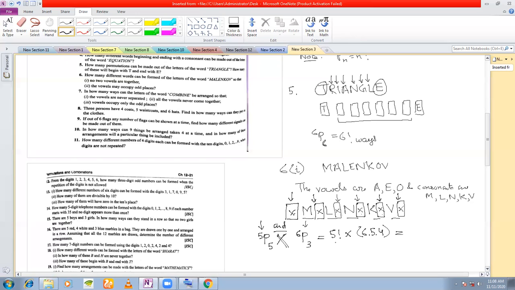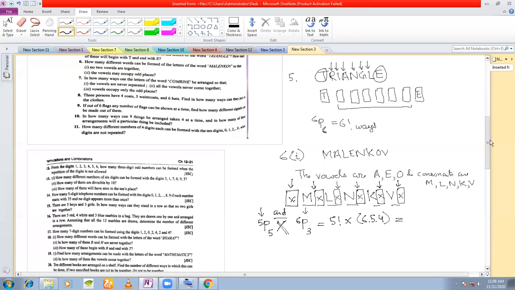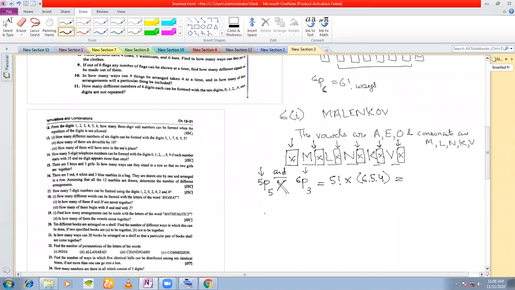So this was a case of restricted permutation. Let us come to the second part of the problem. The vowels may occupy odd places. Now, what do you mean by odd places? How many places here? 8 places, right? Let us name these places. I've named them 1 to 8. What are the odd places? Odd places are this place, this place. This is odd. This is odd. How many odd places? There are 4 odd places here, right?